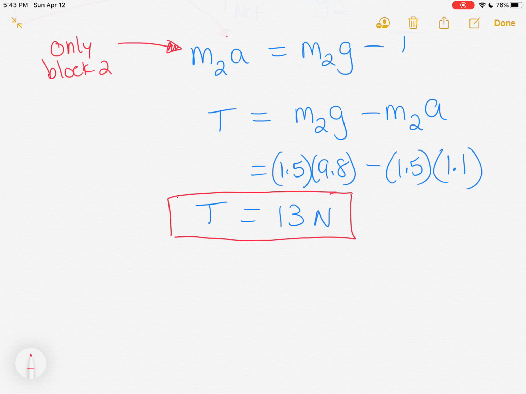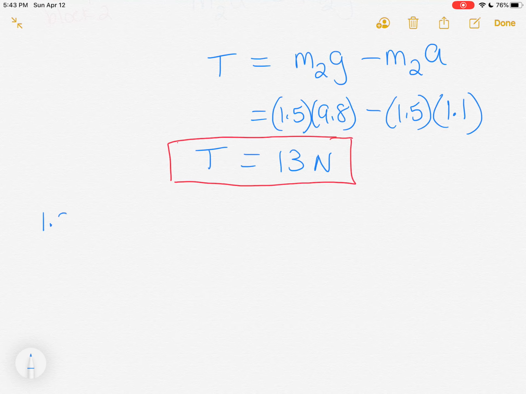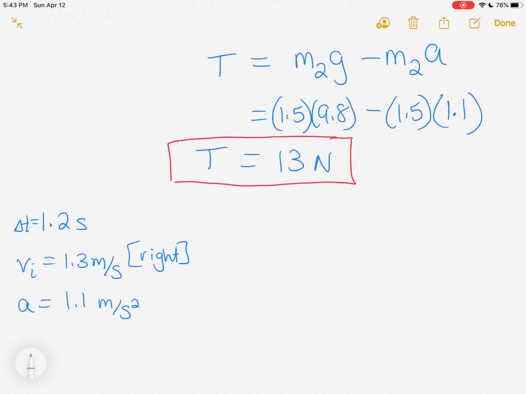All right, so then for part C, we want to know how far our objects are going to move in 1.2 seconds. So we're given 1.2 seconds as our time. And we're given an initial velocity. So our initial velocity is 1.3 meters per second to the right. And we also know our acceleration. And so we are going to look for how far the objects are going to move. So we're going to look for delta D.